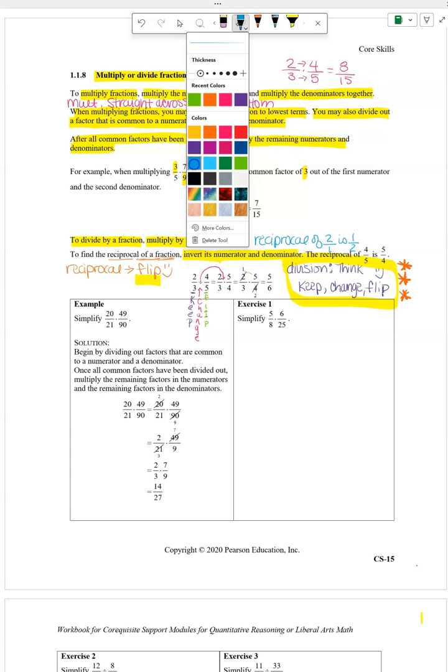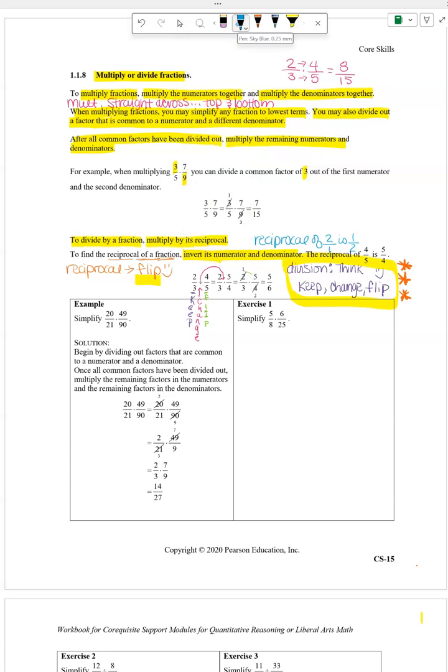Now we're going to look at this. So we're going to simplify him, okay? So we have 20 divided by 21 times 49 divided by 90. So we see that both of these end with a 0, so we know they're divisible by 10. Well, 10 goes into 20 2 times, and 10 goes into 90, well, 9 times. You look at 21 and 49, we know that they're both divisible by 7, right? So this will be 3 times, and this will be 7 times. So that's going to give us 2/3 times 7/9.